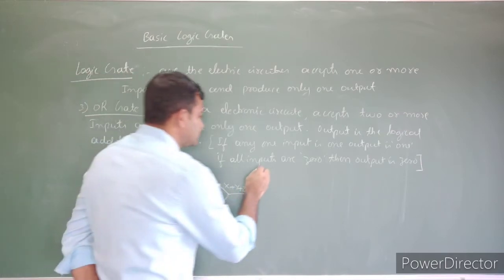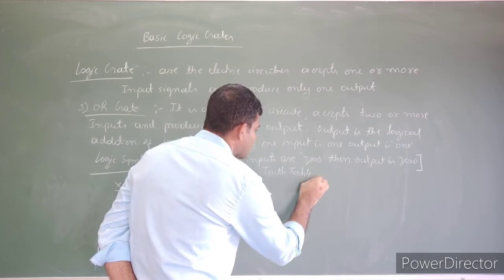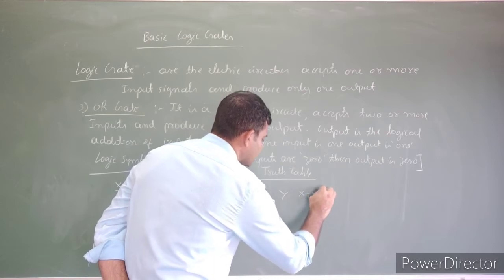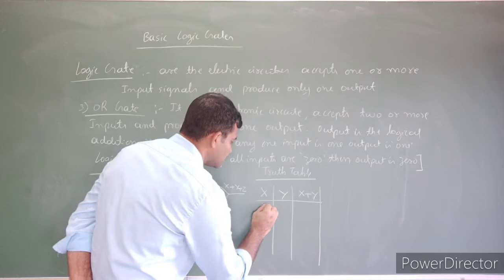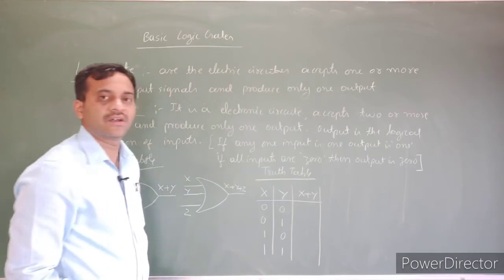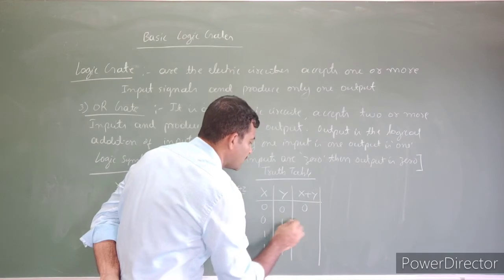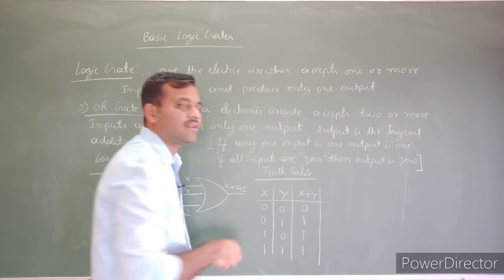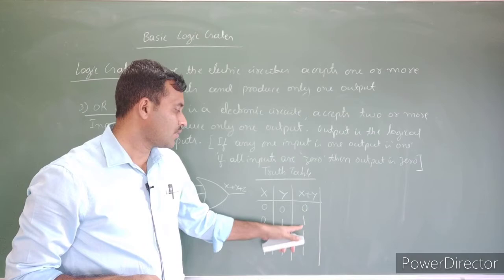Let's write the truth table. First write the truth table for two variables x, y, output is x plus y. The combinations are 00, 01, 10, 11. See the output: 0 plus 0 is 0, 0 plus 1 is 1, 1 plus 0 is 1, 1 plus 1 is 1. It is a logical addition. If any one of the inputs is 1, output is 1. Hence 0, 1, 1, 1.